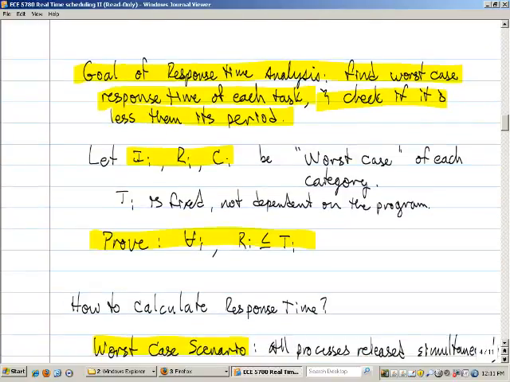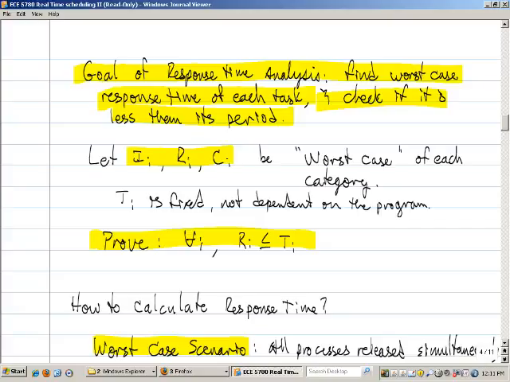So now what we do is we find out the worst case interference, the worst case response time, and Ci for each of the processes. Now Ti is fixed, does not depend upon the program that we are executing, and now all we need to find out is that the response time for each process is less than its period. And if that's true, that process can run, and we can schedule all these processes.